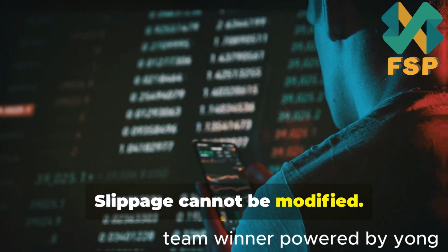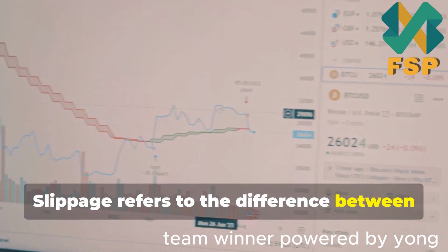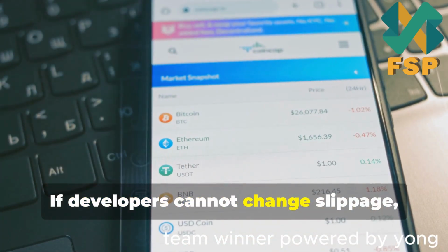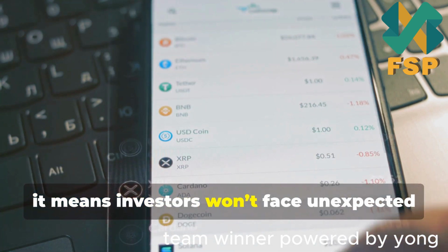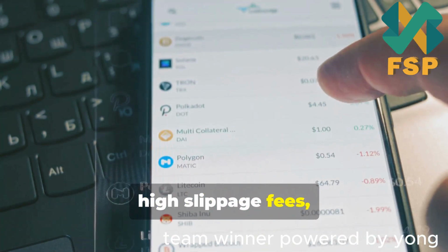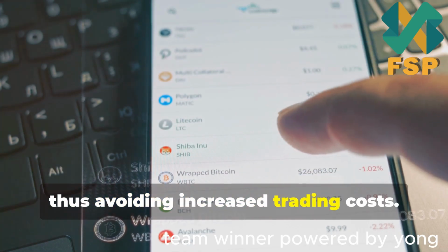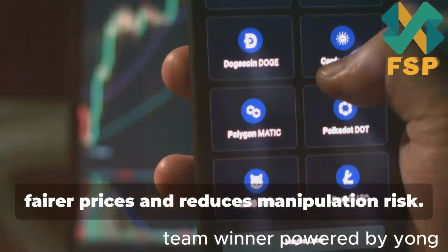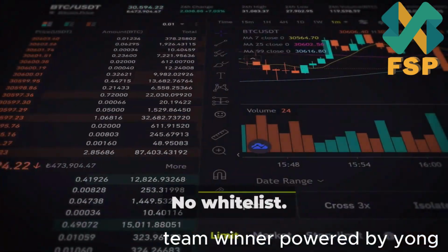7. Slippage cannot be modified. Slippage refers to the difference between the expected price and the transaction price. If developers cannot change slippage, it means investors won't face unexpected high slippage fees, thus avoiding increased trading costs. This ensures that investors can trade at fairer prices and reduces manipulation risk.